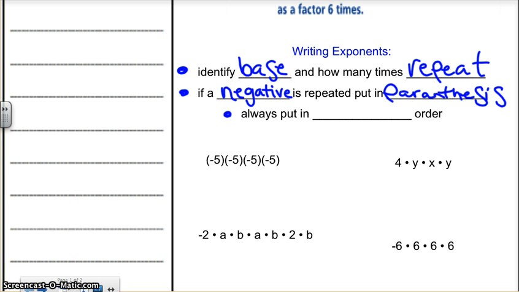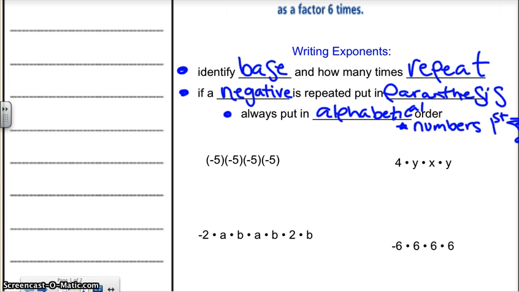And this is just proper math etiquette: you always want to put things in alphabetical order. Maybe put a little star. Numbers are always first. Numbers represent coefficients. Coefficients are always the number in front of the variable. So numbers first, and then put in alphabetical order.